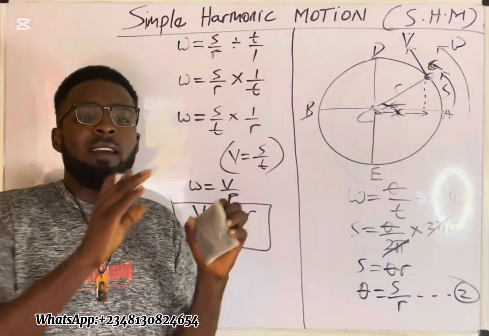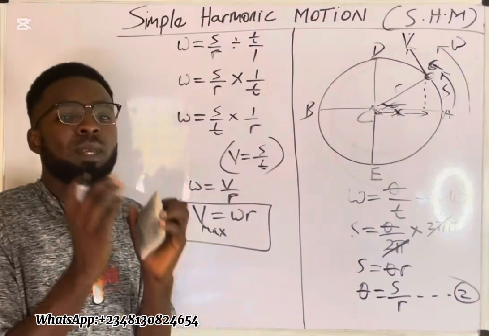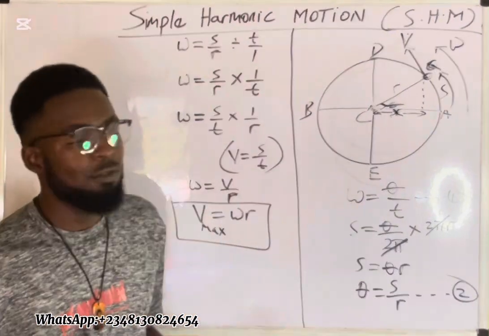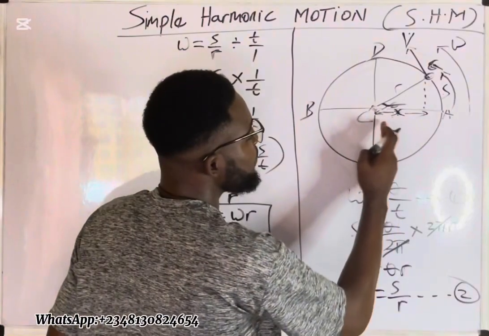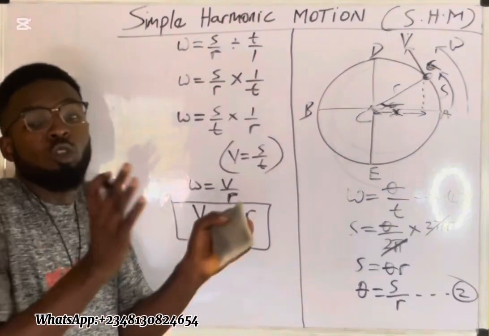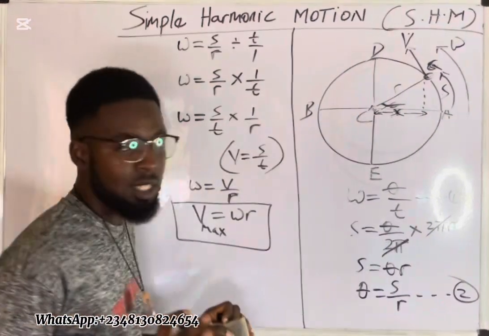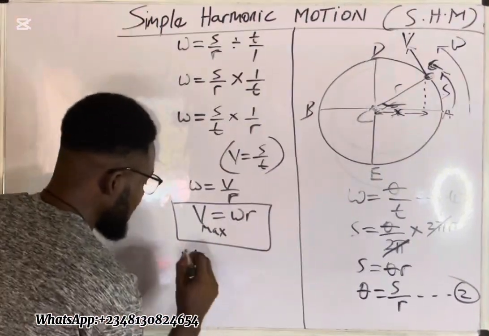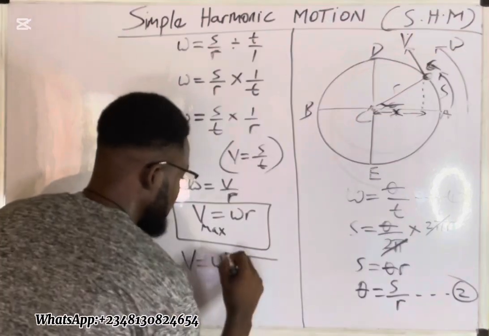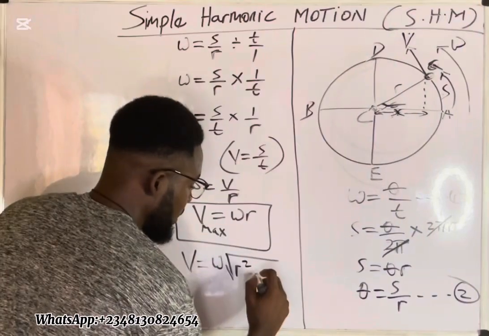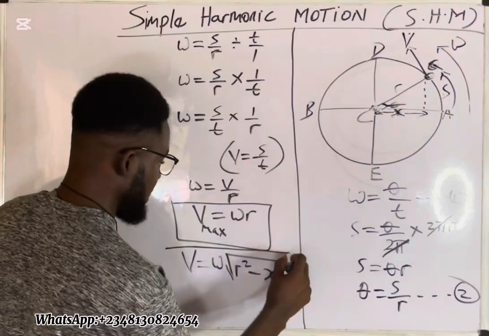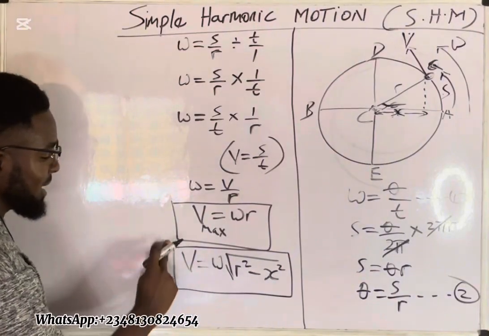Now, if this is the maximum speed, the speed at any point from the center of the circle, let's say point X, is not up to the maximum. The speed at point X is equal to omega times the square root of radius squared minus X squared. This is the linear speed at any point.